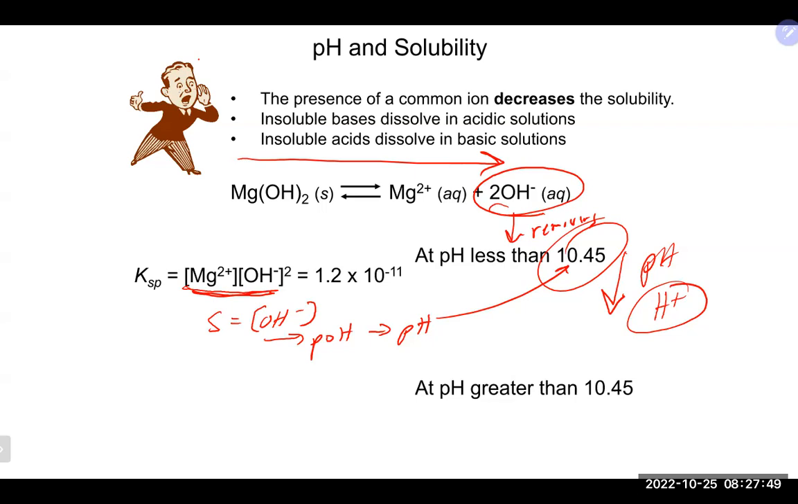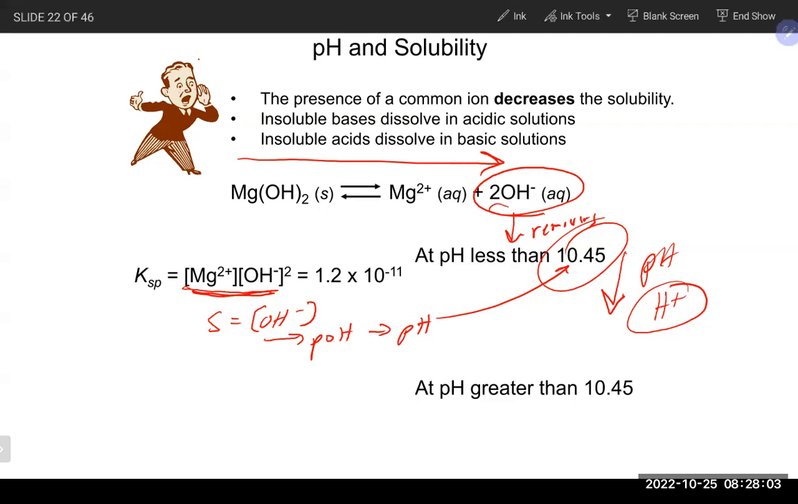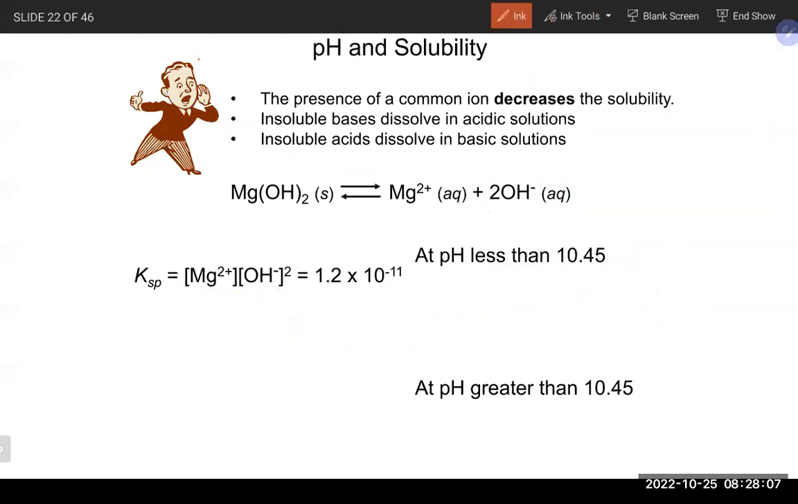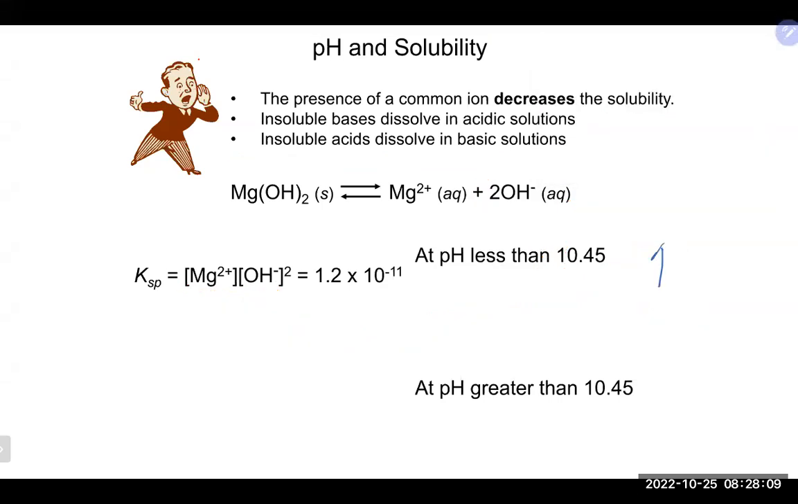Again, as we talked about, you don't have to drop it super acidic. You can even drop it to a pH of 9, and you'll probably get a significant amount of that salt to dissolve more because it's less than the baseline pH of that particular solution. The opposite would be true, obviously, if we brought the pH above 10.45.